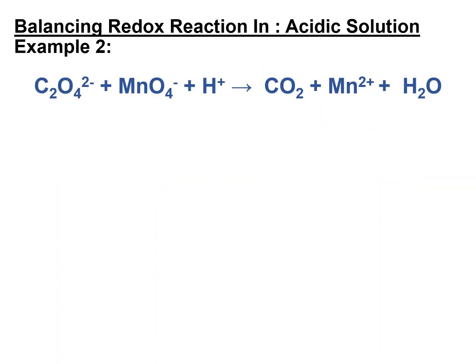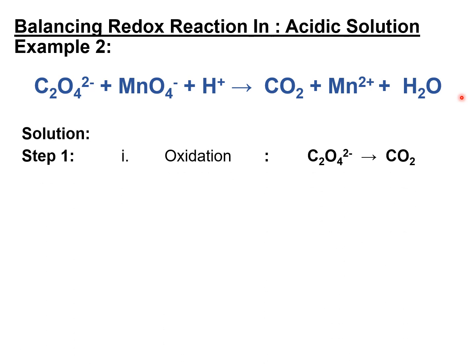Next example, macam mana you nak balancekan this chemical equation of redox reaction in acidic solution. So, you need to remember the steps by steps that we have go through just now, okay? So, the step yang pertama, you kena divide this equation into 2 half reactions. You kena tentukan mana satu yang undergoes oxidation, mana satu yang undergoes reduction, okay?